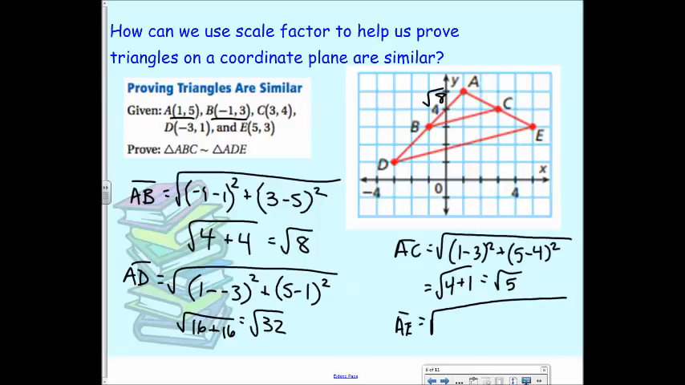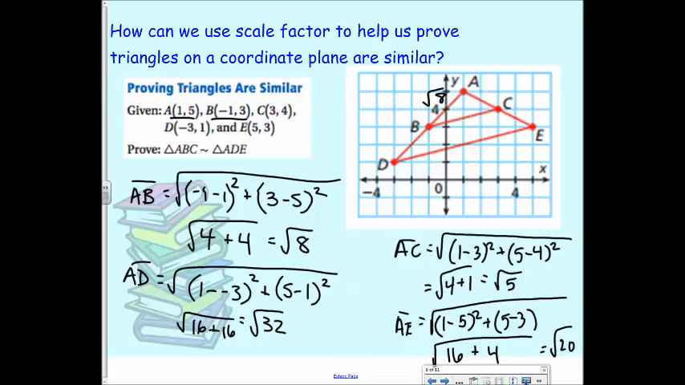1 minus 5 is squared. 5 minus 3 squared. So then that gives you. Okay, now how do you check to see if they're similar? There's just a little more. Now you have to figure out if they're similar. So how would you prove that they're similar?